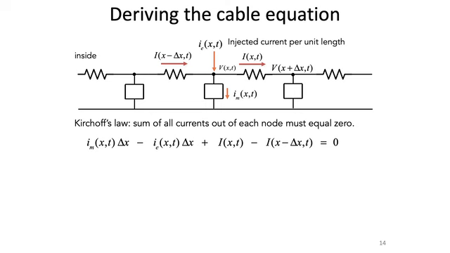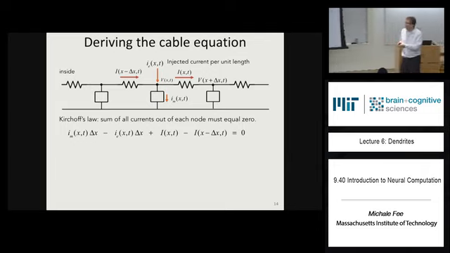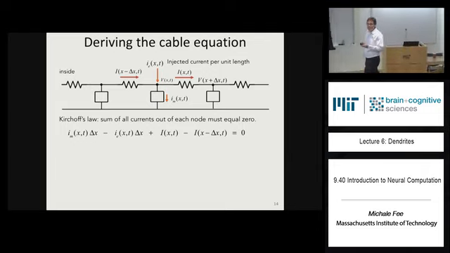So the membrane current leaking out minus the injected current coming in, they have signs because one is defined as positive going into the dendrite, and the other one is defined as positive going out. So those two, the membrane currents, plus the current going out this way minus the current coming in that way is 0. Okay?